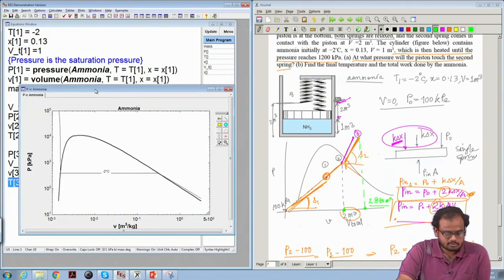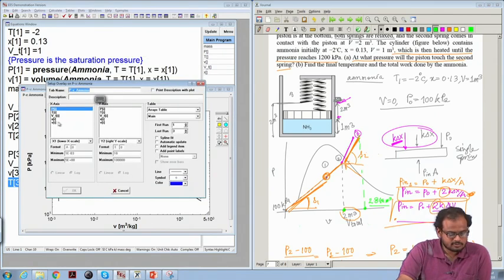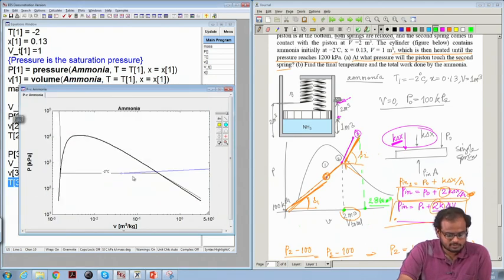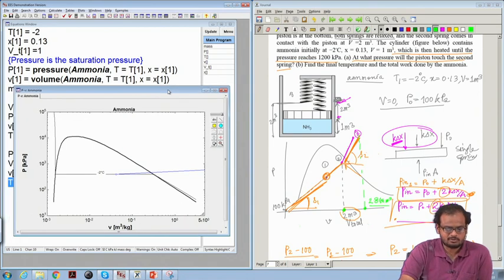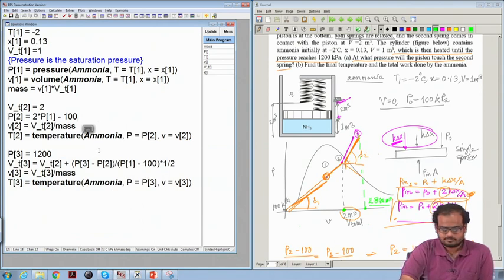And let us draw the initial point. So what is the initial point? On the x axis we have specific volume, and on the y axis we have the pressure. So this is the initial point. The initial point is running way far off, so there must be something wrong with the slope. So let us see if there is something wrong with the slope. This is how you have to debug the problem. So let us see what's wrong.